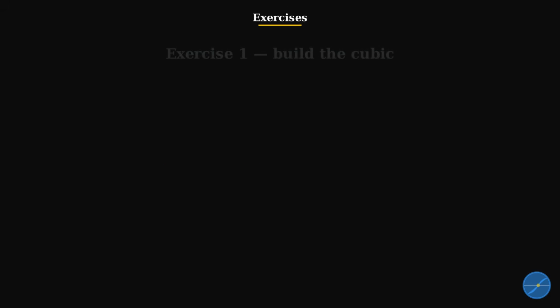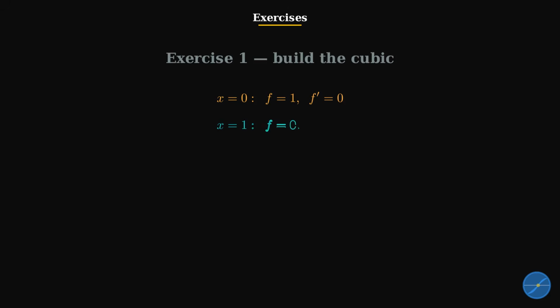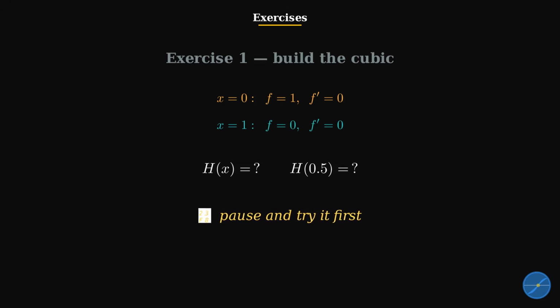Time to make it yours. Exercise number 1. A curve starts at height 1 with slope 0 and lands at height 0 with slope 0 at x equals 0 and x equals 1. Build the Hermite cubic through the data and evaluate it at 1/2. Pause here, try it yourself first. You should land on 2x cubed minus 3x squared plus 1 and at 1/2, exactly 1/2. That's the smooth step curve.